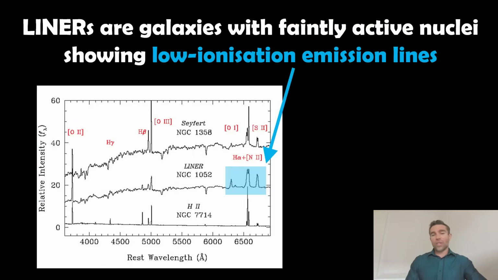Now, what does it stand for? Well, LINERs are galaxies that have those fairly faint active nuclei, but their spectrum shows low ionization emission lines. What does that mean? Well, if we heat up some gas, it's going to then emit at the wavelength of whatever it's composed of. So on this spectrum here, where you've got the wavelength along the x-axis, that's in angstroms, and then you've got the relative intensity, so that's just showing you how intense it is at that particular part of the spectrum.